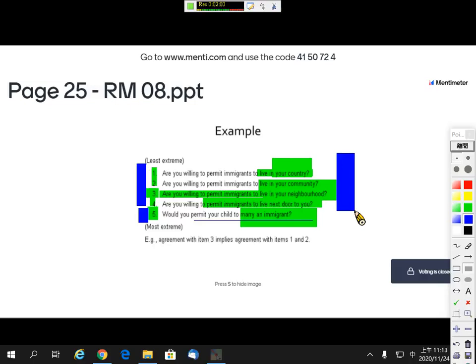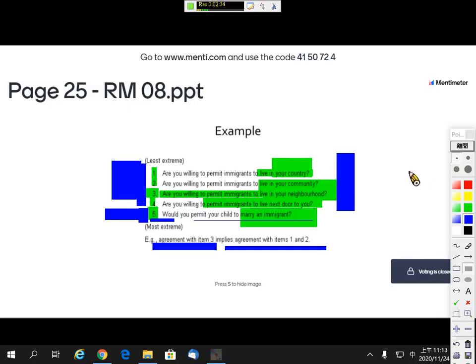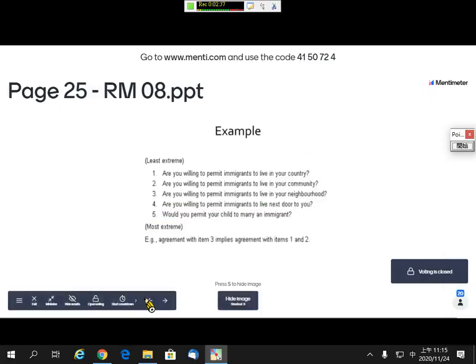Maybe not, right? So imagine this. This is very difficult to construct. Sometimes as a researcher, you think it should be logical, but for the readers, they may not think in the same way. So you can see it's very difficult, right? Although we agree that agreement with item 3 implies agreement with 1 and 2, if you agree to number 5, you may not agree to 1, 2, 3, 4. Is that right? So still, it's very difficult. Okay? So that's why we can go back to look here.